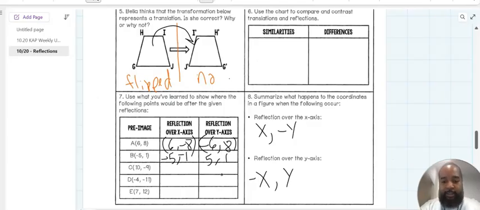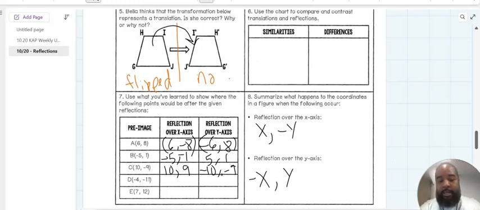So then if I look at letter C, reflect over the x-axis: 10 stays the same, and then we do the opposite of negative 9, which will be a positive 9. Okay, then to reflect over y, well, x becomes opposite, so negative 10, and then we have the same y, which will be negative 9, so on and so forth.